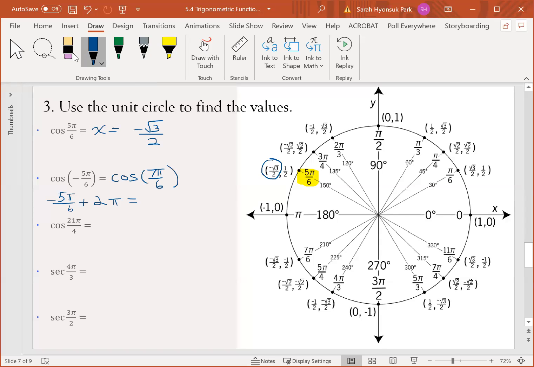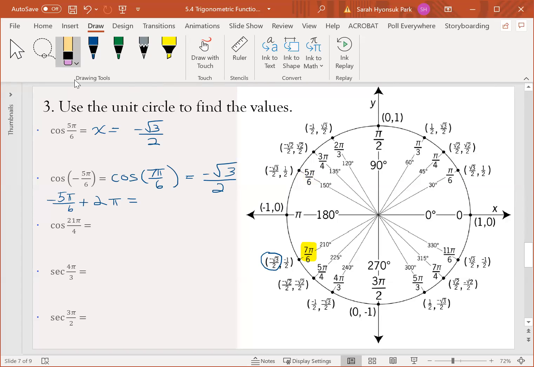So let's look and see, where is 7 pi over 6? Oh, it's down here. The x value of that angle is negative root 3 over 2. Oh, so it's actually the same as 5 pi over 6.